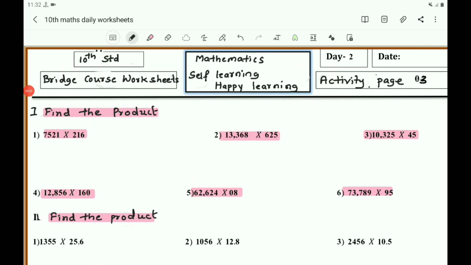Children, complete both the activity pages in one day only, that is, the activity pages for day 2. Complete and enjoy the learning.